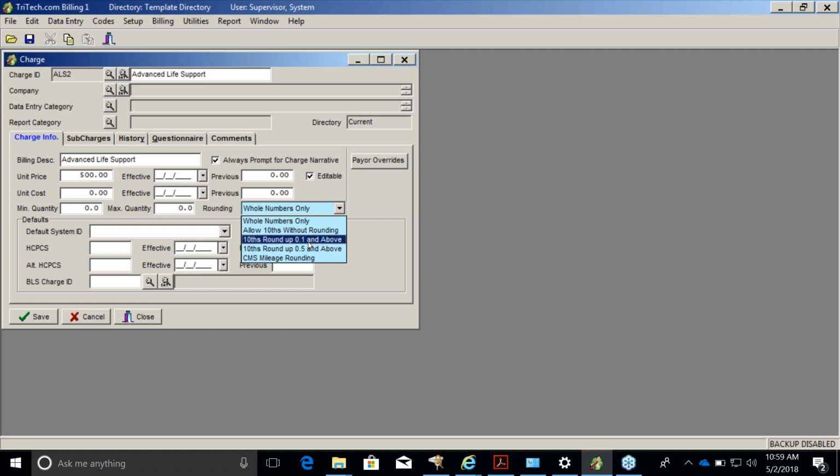CMS mileage rounding, using this option, follows the CMS requirement for mileage quantities to be billed to the tenth of a mile for calls with a date of service on or after January 1st, 2011. The CMS mileage rounding option will allow tenths for quantities under 100 miles and will automatically round up to the next whole number when fractional amounts above 100 miles are entered. So for example, if it is a 10.4 mileage trip, the quantity used by the program is 10.4. If it would be 101.4, the system would enter 102.